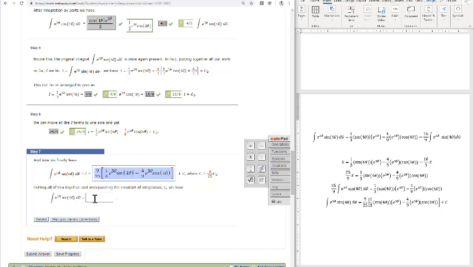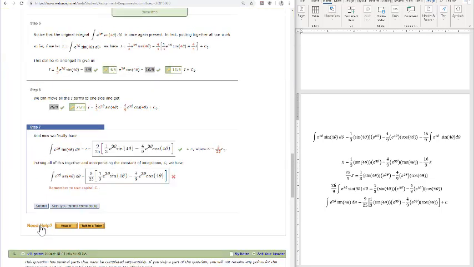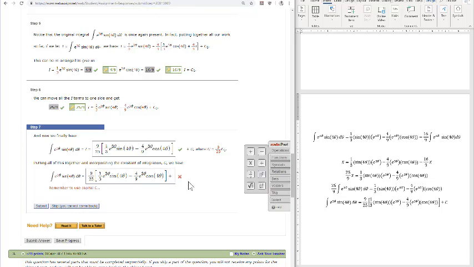Okay, so I think this is the same thing. Let's just copy and paste that and see what they say. Oh, we forgot our capital C, our constant. So let's do a plus C, and then we're good.